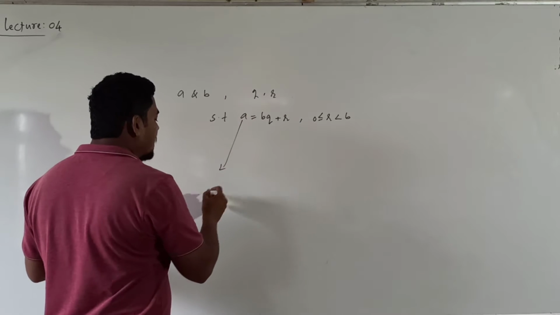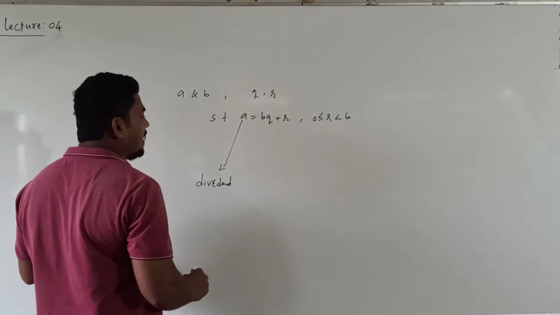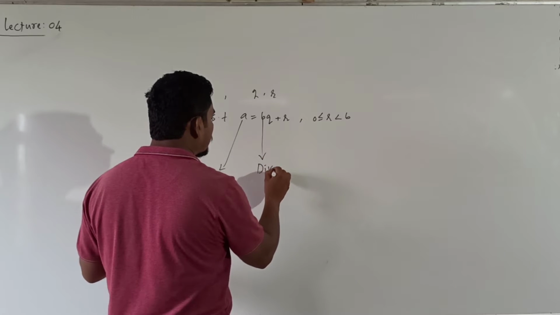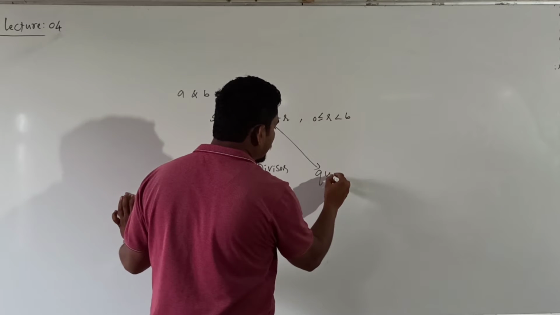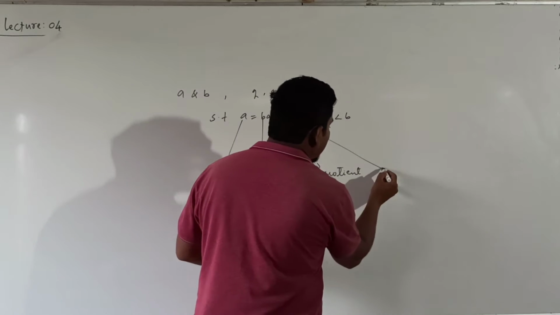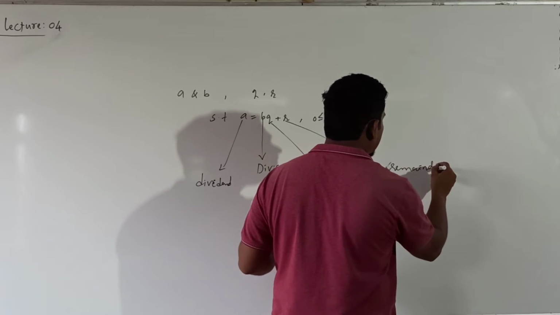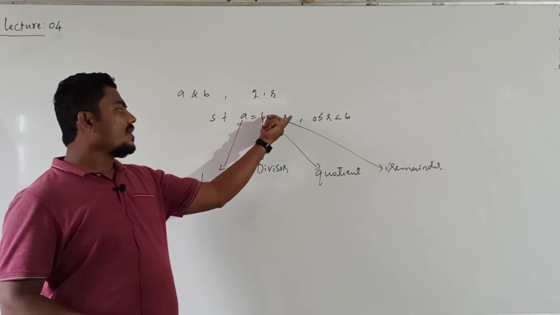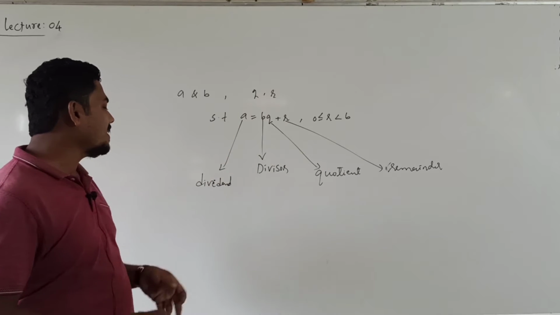In this case, a is dividend, b is divisor, q is quotient, and this r is a remainder. It is division algorithm for numbers. A is equal to bq plus r, where r is remainder, q is quotient, b is divisor, and a is dividend.